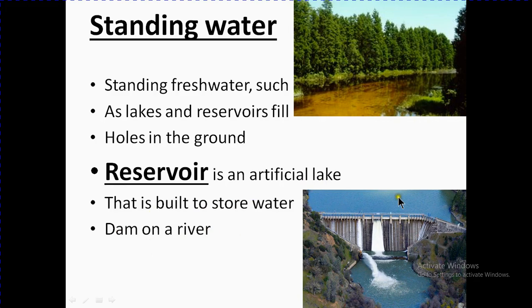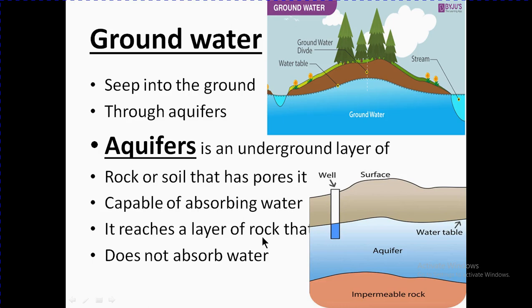If the water is standing here, you can build a wall and store the water here. The dam, we know, is used to generate electricity with different kinds of equipment like a generator and a turbine, with the help of this water. Groundwater seeps into the ground through an aquifer. The water that comes from the upper surface in the form of rain goes deeper and deeper and is stored in the ground. So we name it groundwater.